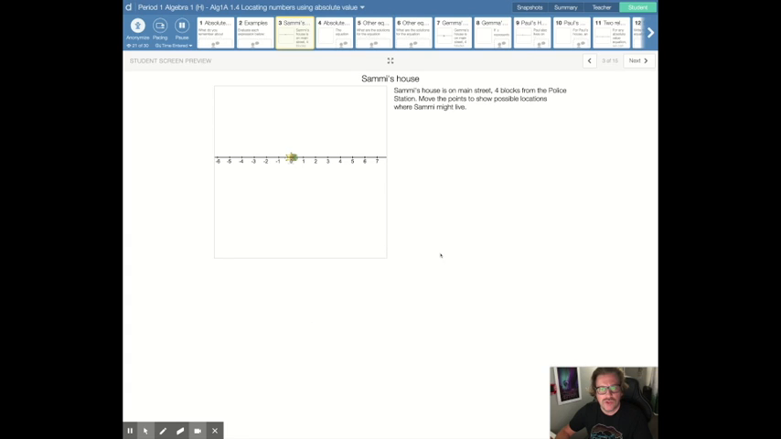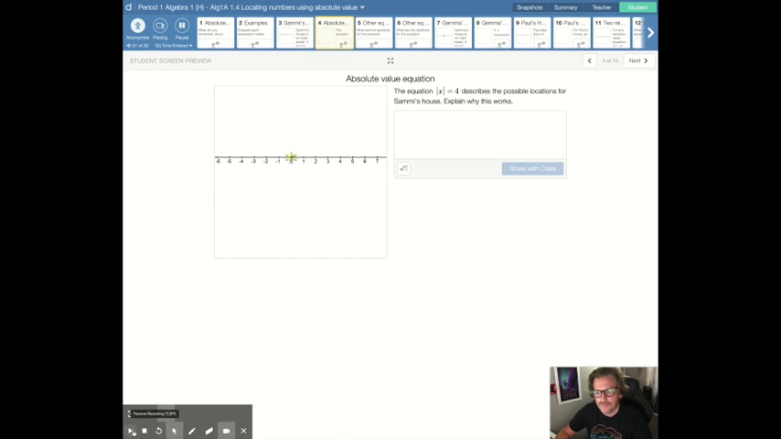Slide three allows you to manipulate some things based on the question that it's asking. I'm not going to go any further on this one. It's pretty self-explanatory. Sammy's house is on Main Street, 4 blocks from the police station. That's the sheriff's star right here, and that happens to be at 0. What a coincidence. Move the points to show possible locations where Sammy might live. I'm interested to see what you come up with.